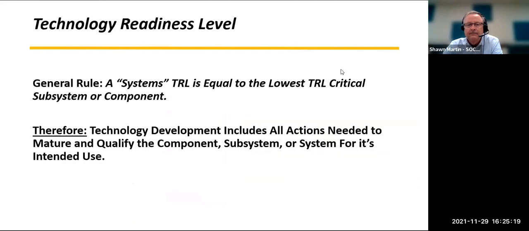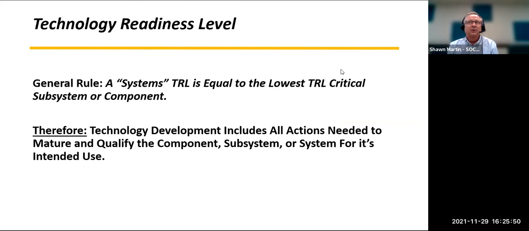All right. So we'll get back into a little bit more definitions. And so, as a general rule, the TRL of a system is equal to the lowest TRL of a critical subsystem or component. So if you had a very mature overall system, but a key or critical subcomponent was immature, the whole system is qualified as the lowest level.